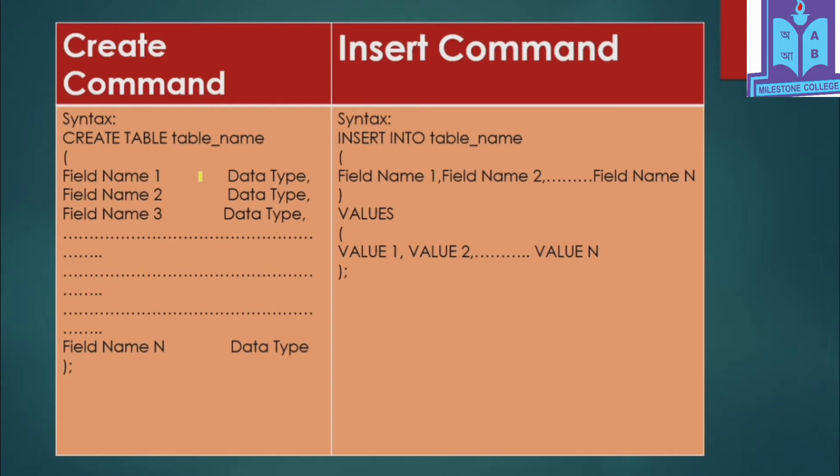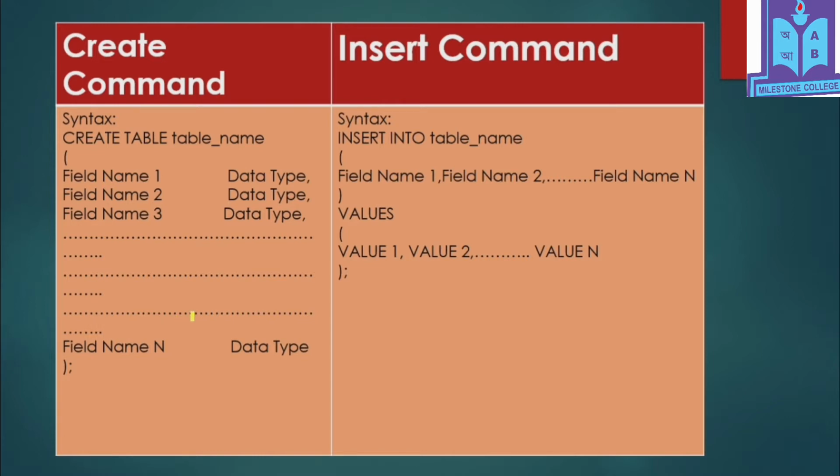Then you have to mention the second field name, then give the data type according to it. Then you can initiate field name 3, then write down the data type of field name 3. After that, you can add field name number n. That means n numbers of fields you can add here. It's unlimited. You have no limit on how many field names or data types you add. It's up to you.